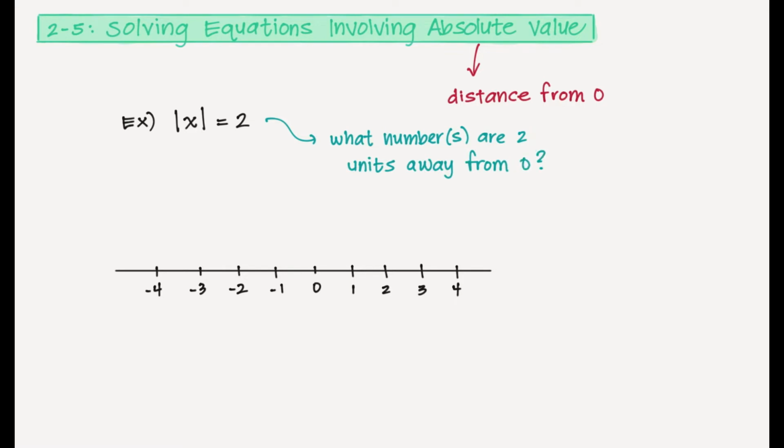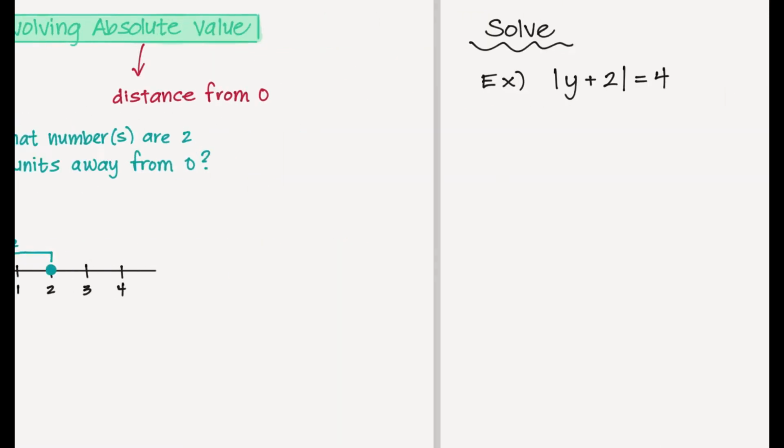And so you can already think, well, one of those is positive 2. That's 2 units away from 0. But also, if I go in the reverse direction, negative 2 is 2 units away from 0. So I can actually split this up into x is equal to 2 and x is equal to negative 2. That would give me 2 solutions for this equation.